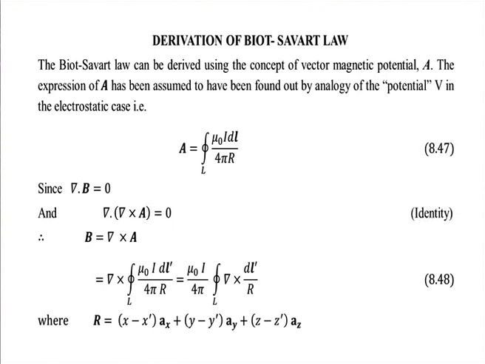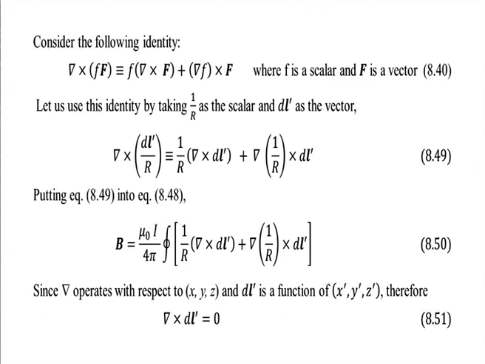Again, considering the identity given in equation 8.40, where 1 by r is taken as a scalar and dl prime is taken as a vector, we get an expression for curl of dl prime by r given in equation 8.49. Putting 8.49 into equation 8.48, we get the expression for B as given in equation 8.50. Again, since del operates with respect to x, y, z and dl prime is a function of x prime, y prime and z prime, therefore del cross dl prime is equal to 0.